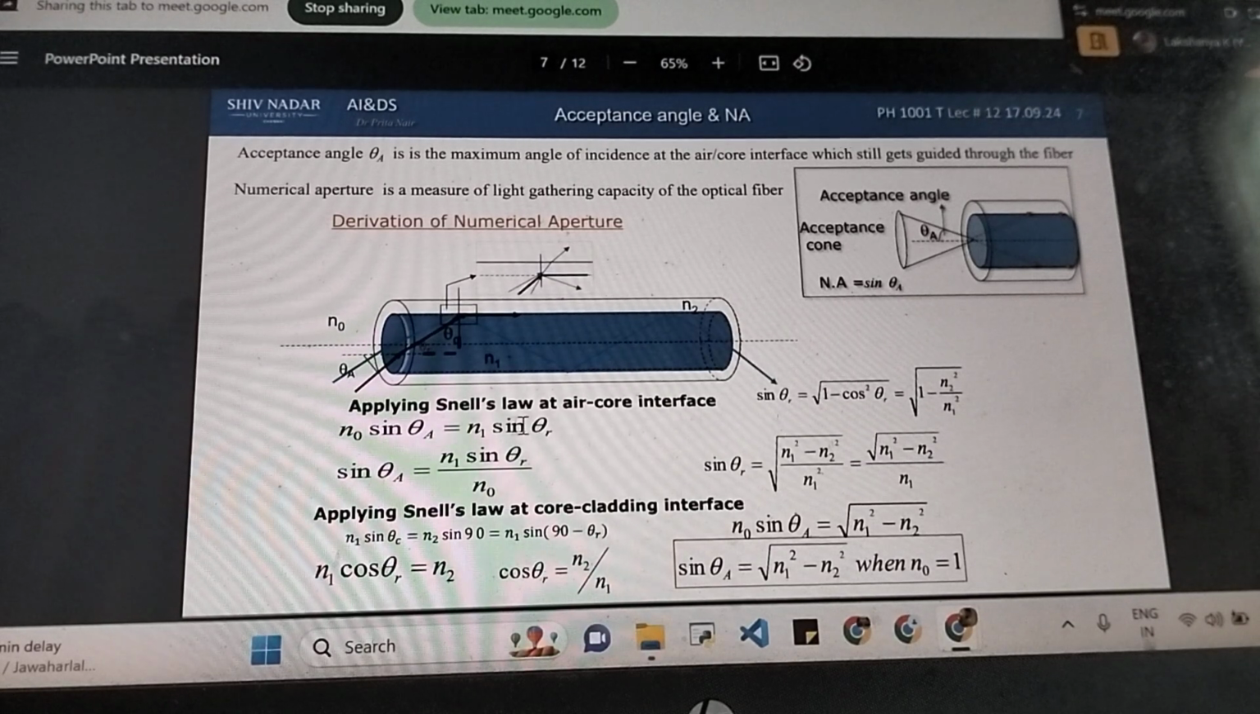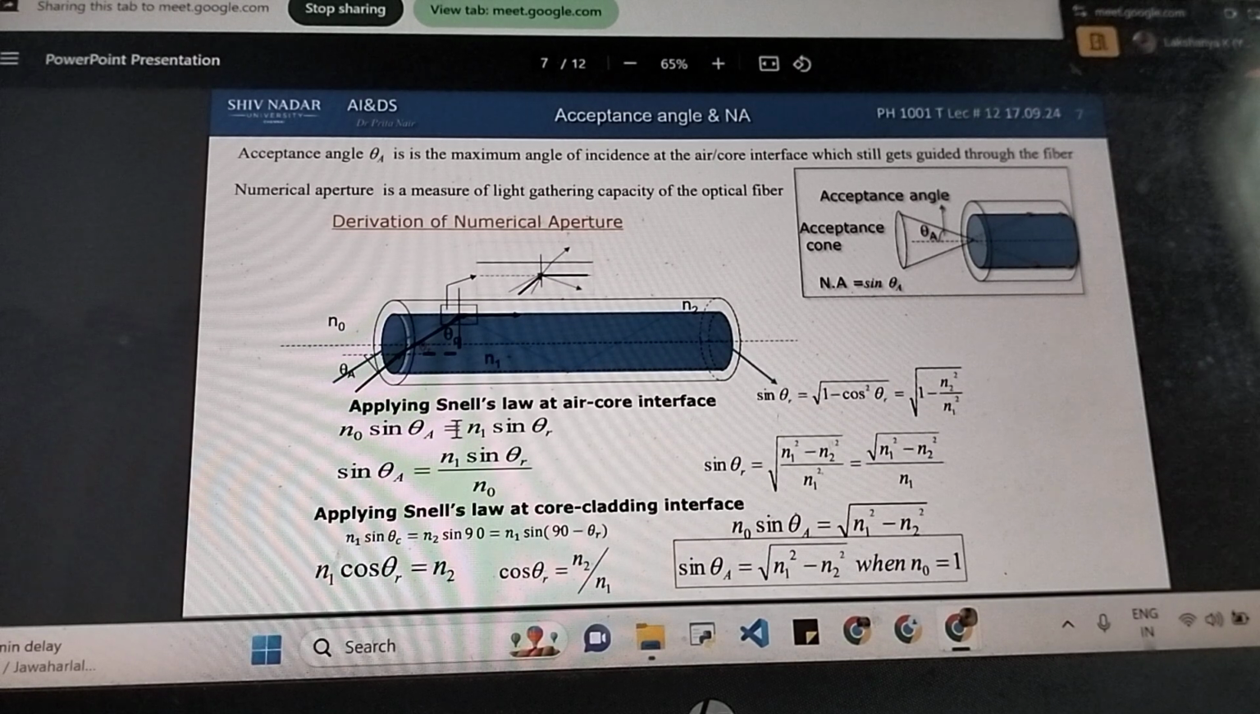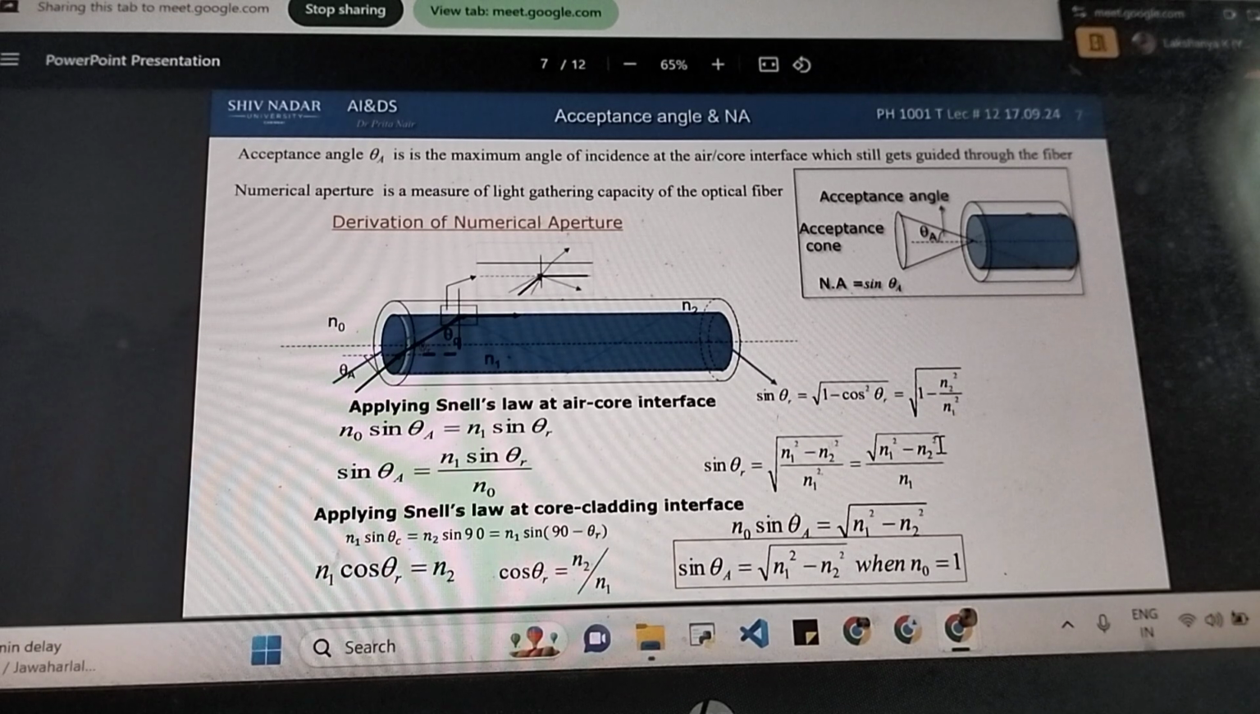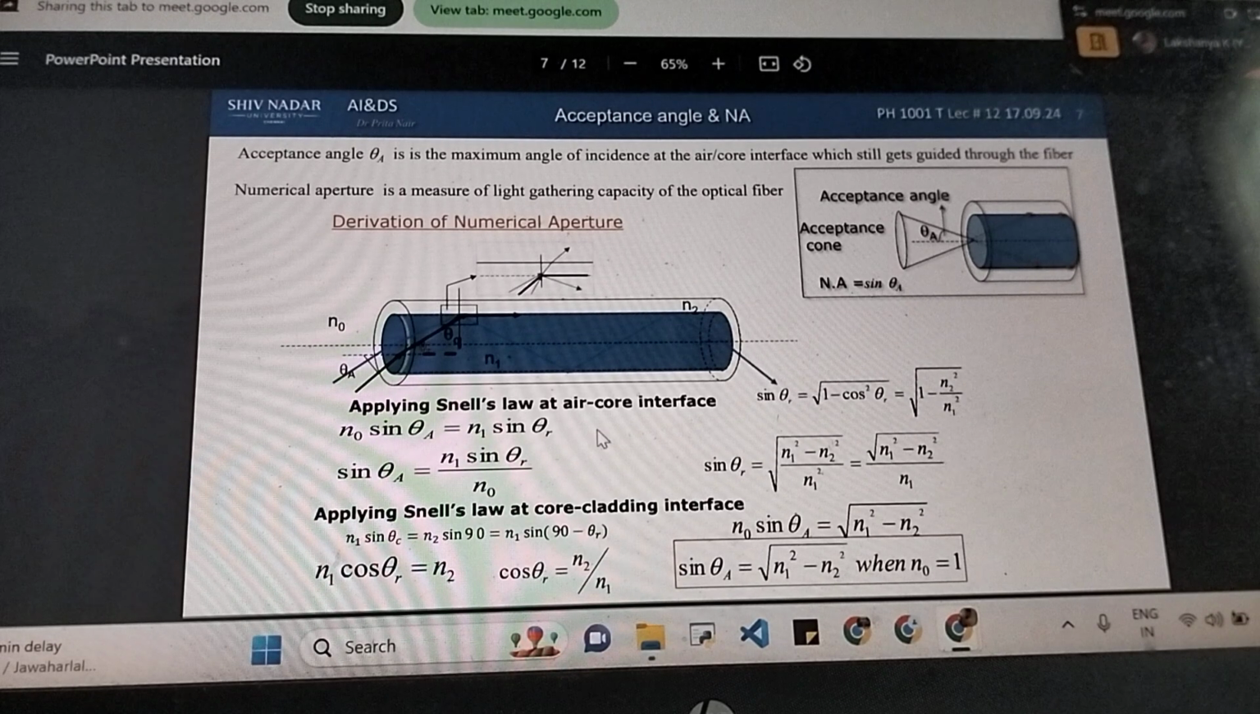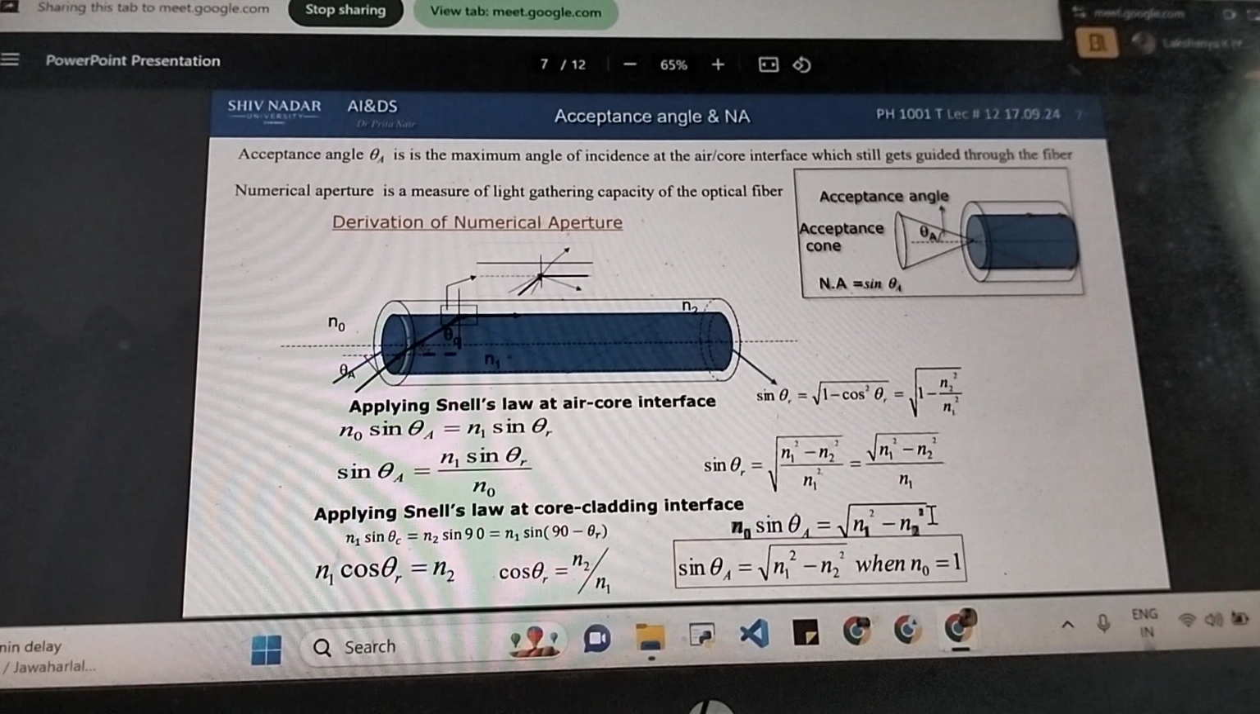You put it back in this equation. n0 sin theta a equals n1 into root of n1 square minus n2 squared by n1. So the n1 and n1 get cancelled. This is the final equation you get. n0 sin theta a equals root of n1 squared minus n2 squared.